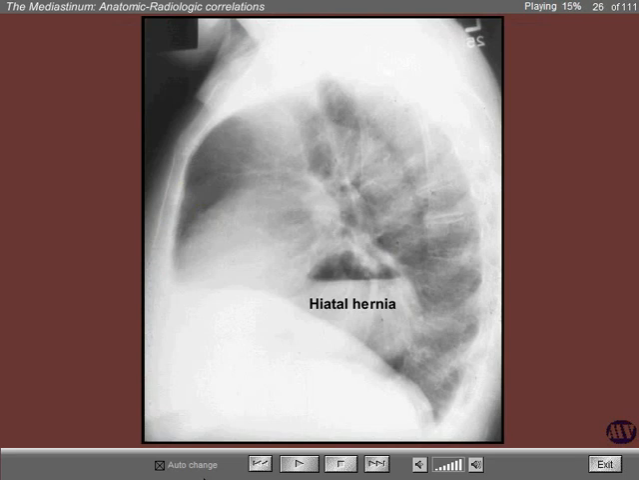Note that we do not see the posterior heart border because it is silhouetted by a mass that is interposed between the heart and the diaphragm. Note that the mass extends beyond the posterior outline of the heart, so it cannot be due to the heart, and particularly it has an air fluid level. Note also that we do not see the bubble of the stomach below the diaphragm because the stomach is in the chest. So these findings are pathognomonic of a sliding hiatal hernia.